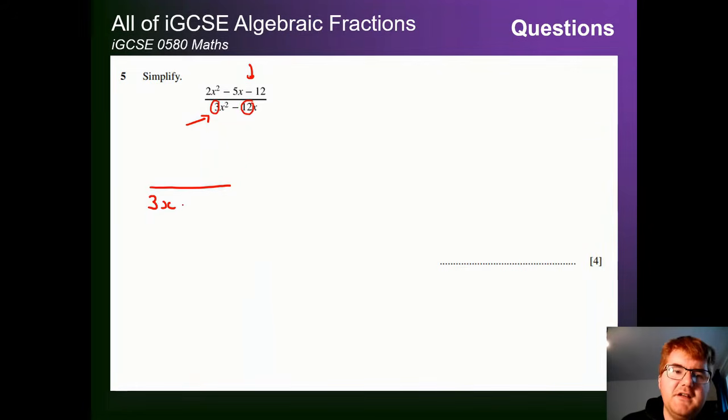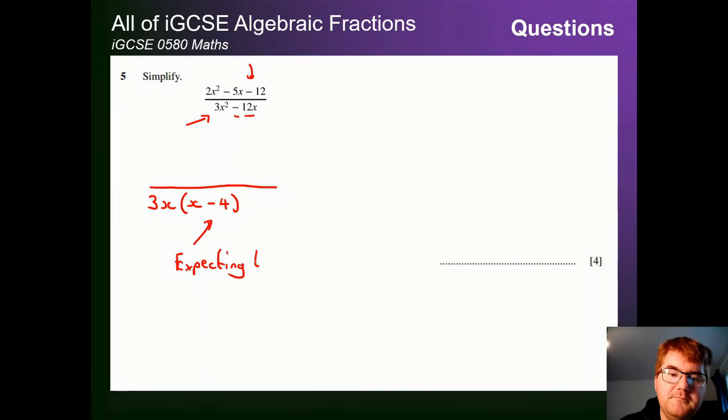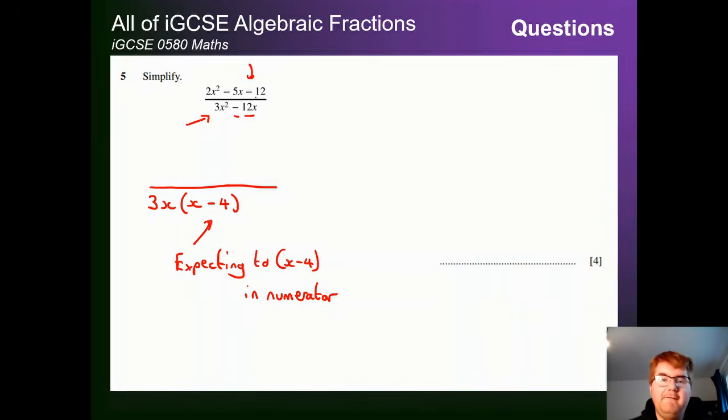So I pop a 3x outside, and then we work backwards, just like we've done in previous questions. So what do you multiply 3x by to get 3x squared? Just an x. What do you multiply 3x by to get minus 12x? That's going to be minus 4. Now, just like in previous questions, I'm expecting to see an x minus 4 in the numerator so that we can cancel that out. That's going to help us here with our factorization. So it's a little bit of a cheap method, but works very nicely for iGCSE questions.